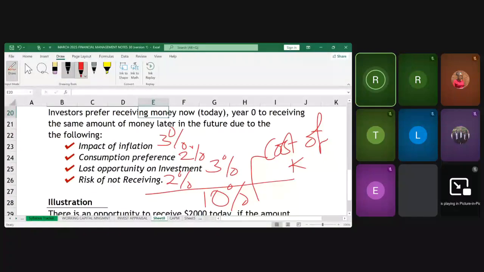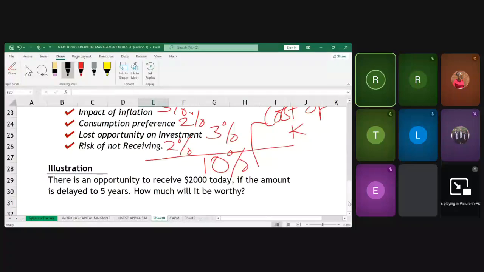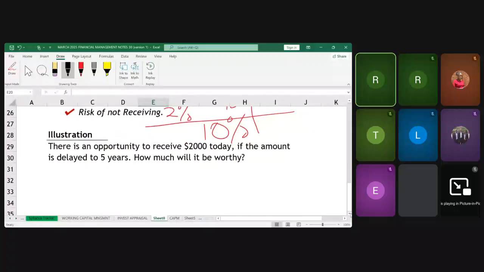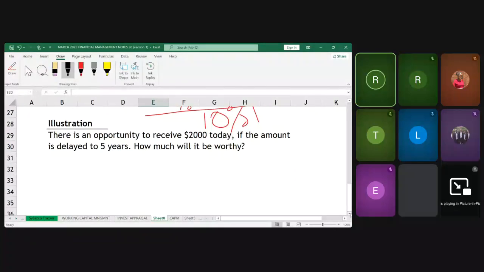So this was my capital. I could have invested this money, but the opportunity to receive it has been delayed to 5 years. So I want a compensation altogether of 10%. The 10% there becomes the cost of your capital. So we now want to calculate how much the money is worth after 5 years.